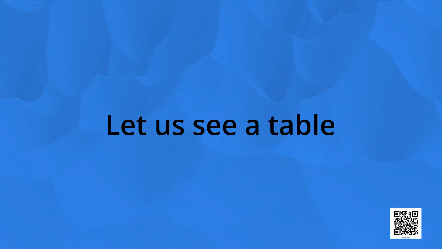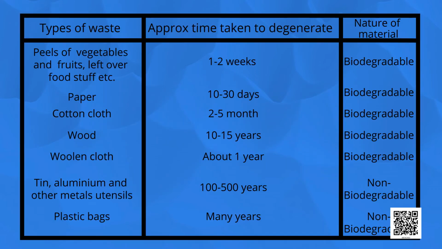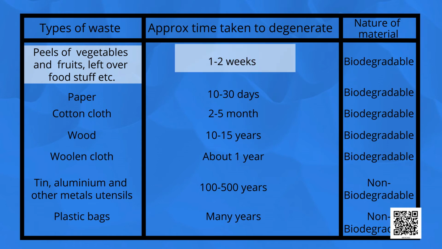Now let us see a table in which the type of waste and the time taken to degenerate the waste has been shown. Type of waste and approximate time to degenerate has been shown in the first two columns. First, you can see peels of vegetables and fruits, leftover foodstuff, etc. And it takes 1 to 2 weeks to degenerate.